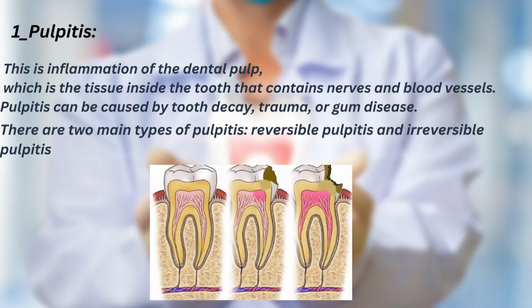Pulpitis. This is inflammation of the dental pulp, which is the tissue inside the tooth that contains nerves and blood vessels. Pulpitis can be caused by tooth decay, trauma, or gum disease. There are 2 main types of pulpitis: reversible pulpitis and irreversible pulpitis.